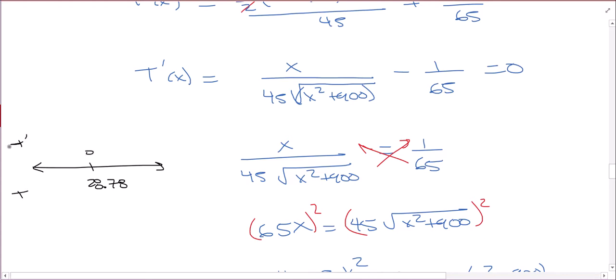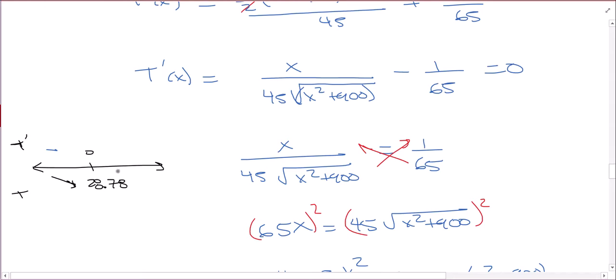So we want to see what the time is doing. So plug in something, right? We know that x has to be between 0 and 50. So you could plug in 0. When x is 0, this will be 0, and so you're going to end up with a negative. So the derivative is negative, which means that the time is decreasing.